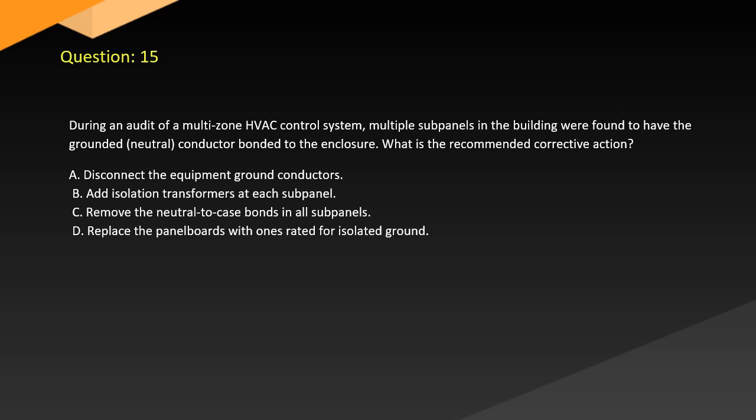Question 15. During an audit of a multi-zone HVAC control system, multiple subpanels in the building were found to have the grounded neutral conductor bonded to the enclosure. What is the recommended corrective action? A. Disconnect the equipment ground conductors. B. Add isolation transformers at each subpanel. C. Remove the neutral to case bonds in all subpanels. D. Replace the panel boards with ones rated for isolated ground.